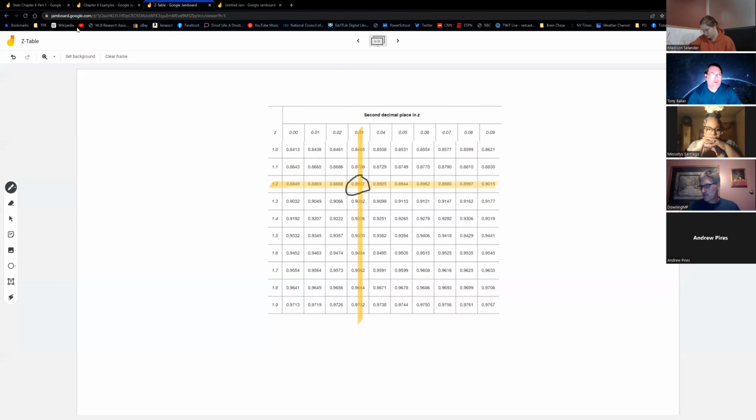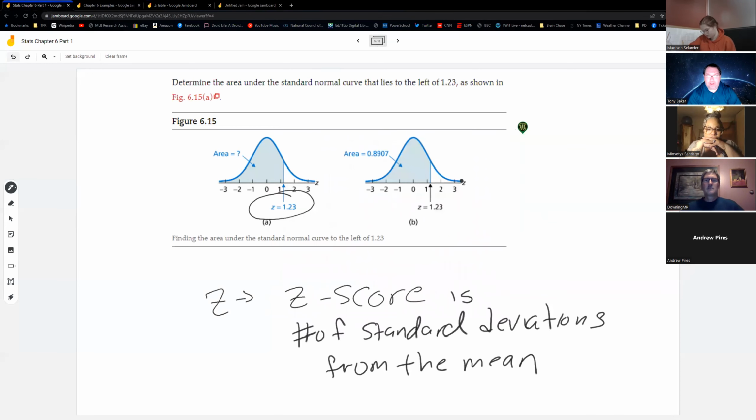If we go back to this, you can see we've got 1.23 right there, and my area from here over is that 0.8907. And we're just going to pull it right from that table.